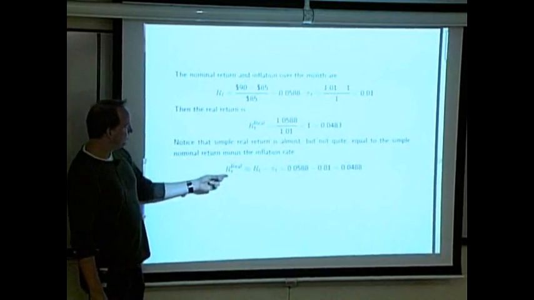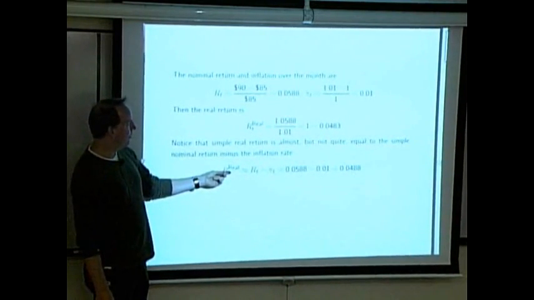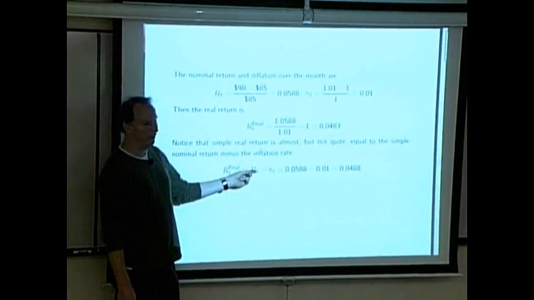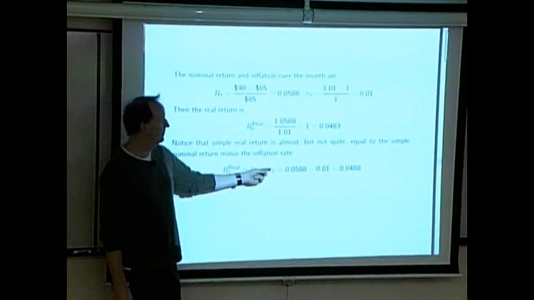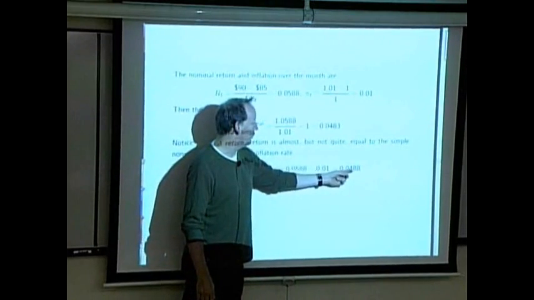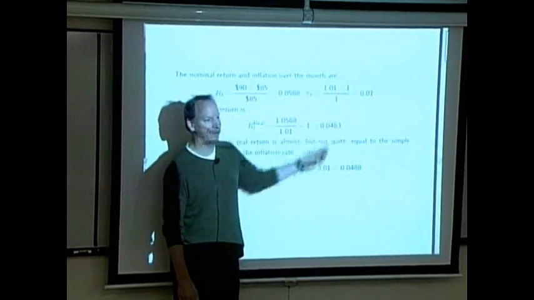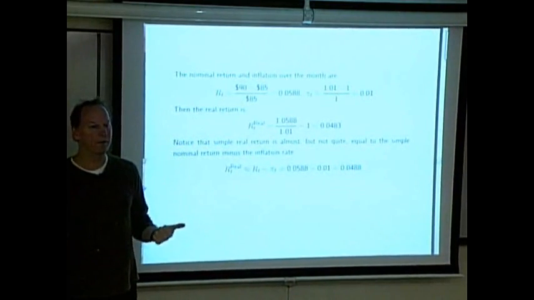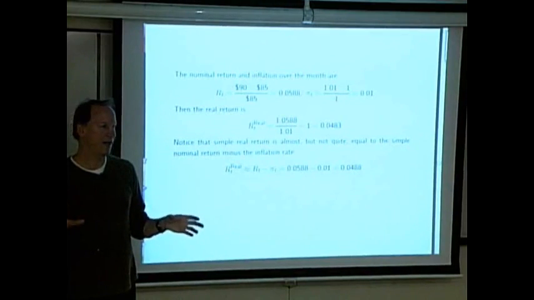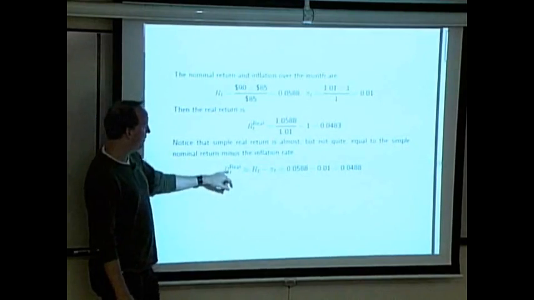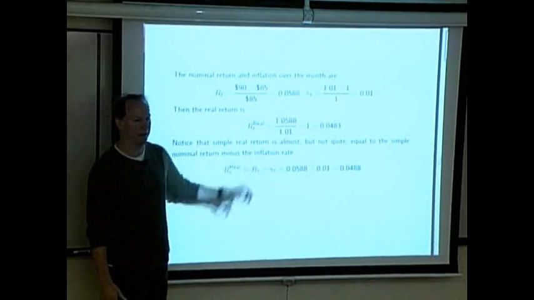Now note that the real rate of return, which is 4.83%, is almost the nominal rate of return minus the inflation rate. So we have 4.88% versus 4.83%. So from a practical point of view, a rule of thumb, if the inflation rate is not too big and your rate of return is not too big, is that the real rate of return is approximately the nominal rate minus the inflation rate.